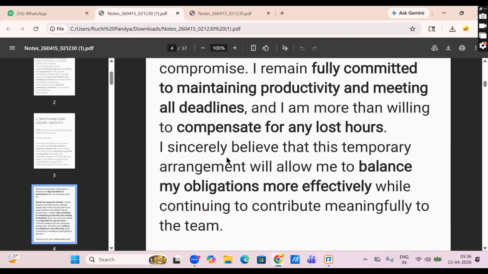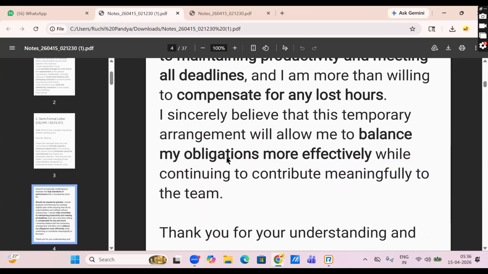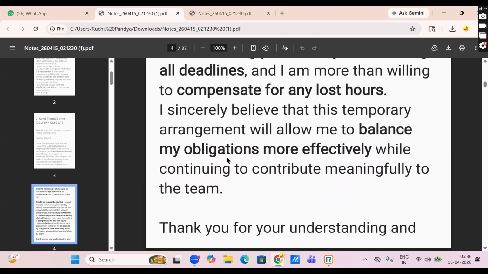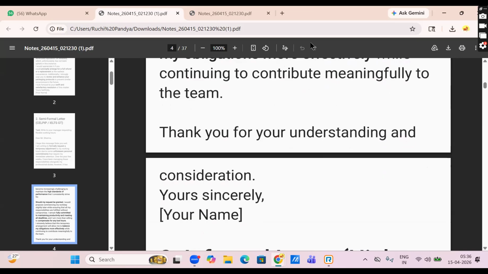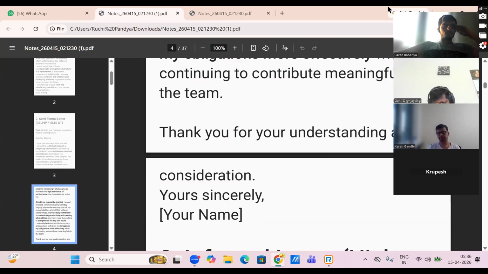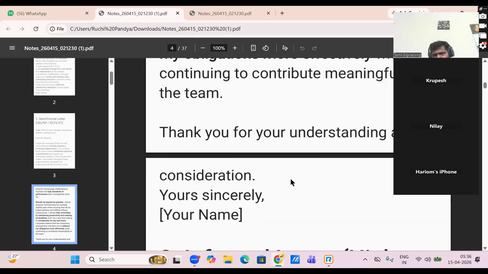I sincerely believe that this temporary arrangement will allow me to balance my obligations more effectively while continuing to contribute meaningfully to the team. Thank you for your understanding and consideration. Let's see who will read this out. Karan, why don't you read it out first? And then Krupesh, you can read it out.